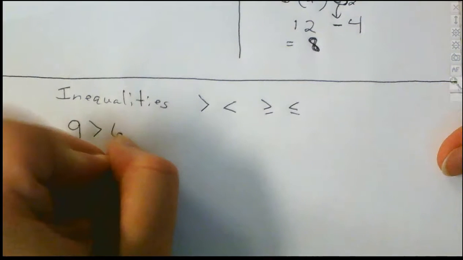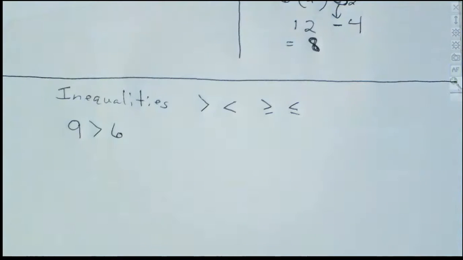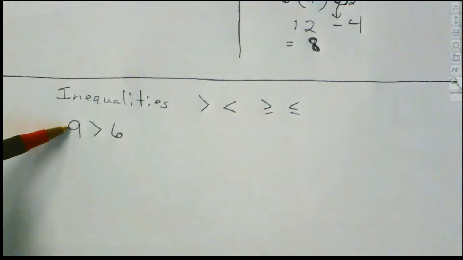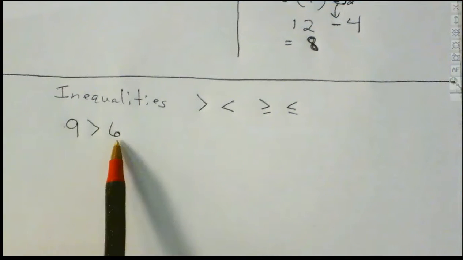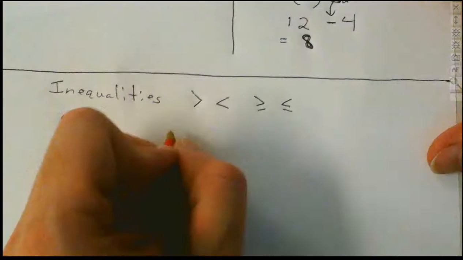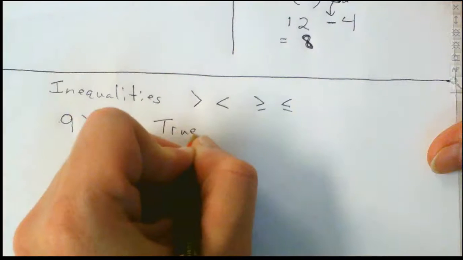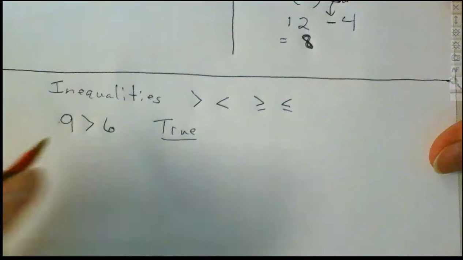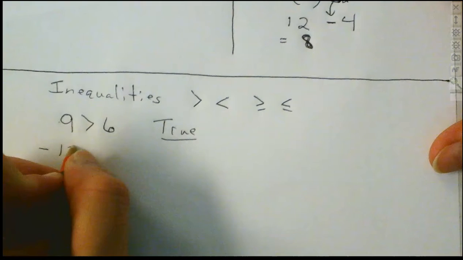9 is greater than 6, right? It opens towards the 9, which is the bigger number, and it points towards 6, the smaller number. So this is true. Be careful with negative numbers.